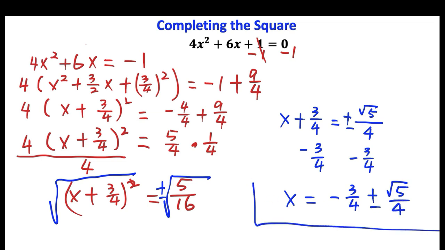So this will be the final answer. X equal to -3/4 plus square root of 5 over 4, or -3/4 minus square root of 5 over 4. So this one is a little more complicated, but it should be fine. If you understand now, you are just doing great.